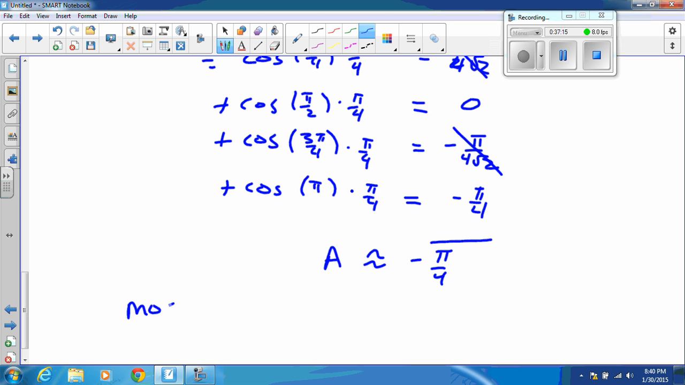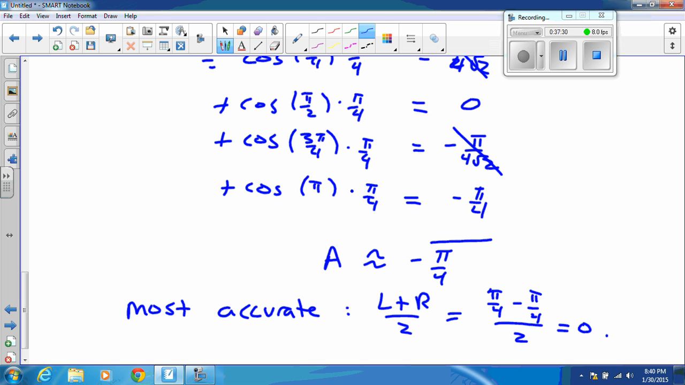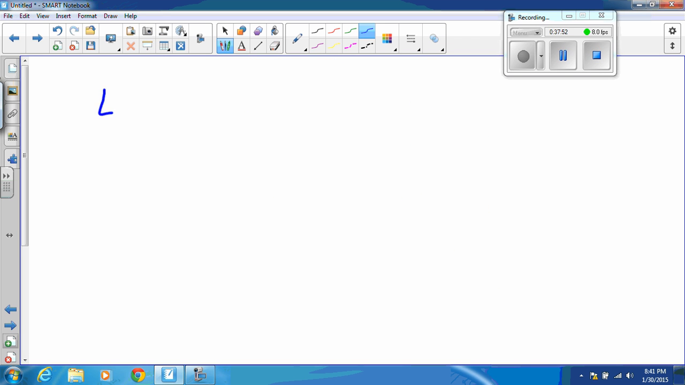Well, that's very interesting. For the left sum, I got positive pi over 4 as an estimate. For the right sum, I got negative pi over 4 as an estimate, and you can probably figure out what would be the most accurate estimate that I could get with n equals 4. The most accurate estimate is going to be the average of left and right, which in this case gives us exactly 0, which is in fact the exact answer. This idea of averaging left and right is going to appear again when we talk about trapezoidal sums.